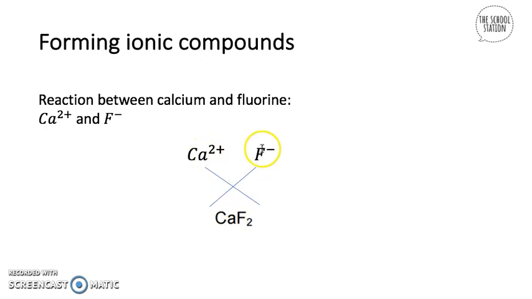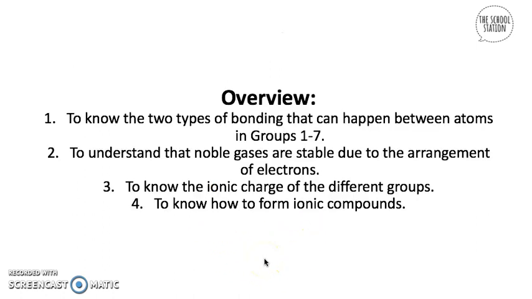So basically just swap the charges of each of them. The 2+ gets given to F, and the F-, the -1 and 1 is the same thing, so it would be Ca with an invisible one. So it's going to be CaF2.